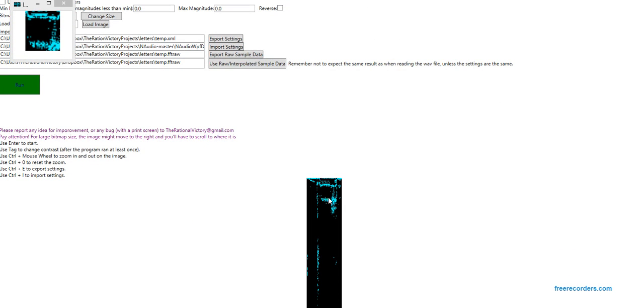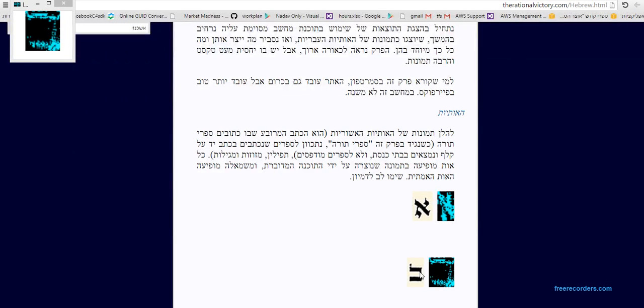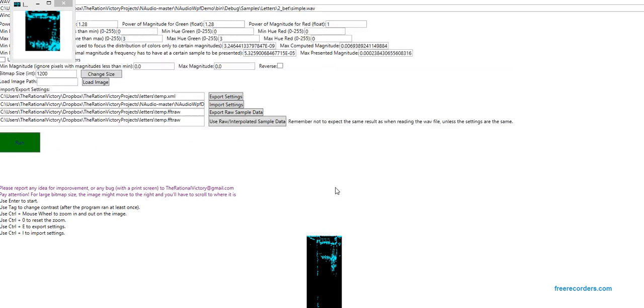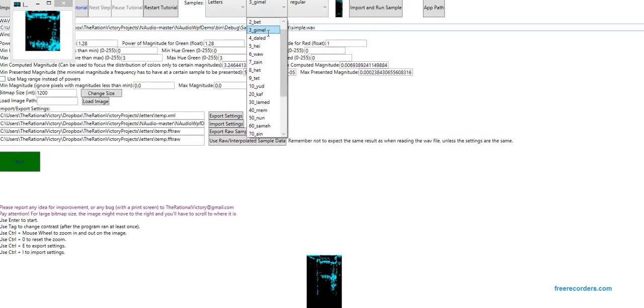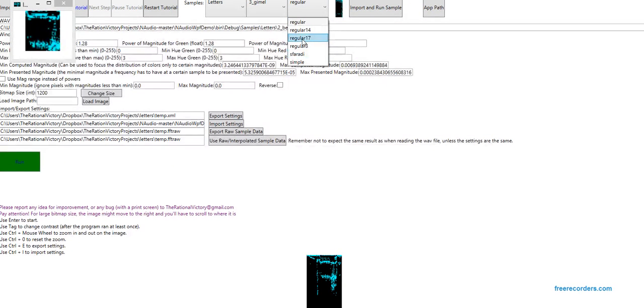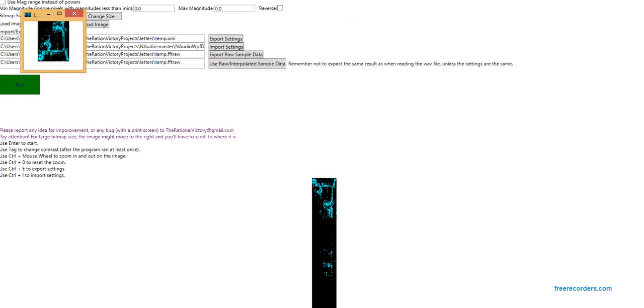This is the Beth, like we see here. Again, this is the STFT algorithm run on the recording of the word Beth. There are a few examples of the letter Gimel. This one I think is the best.